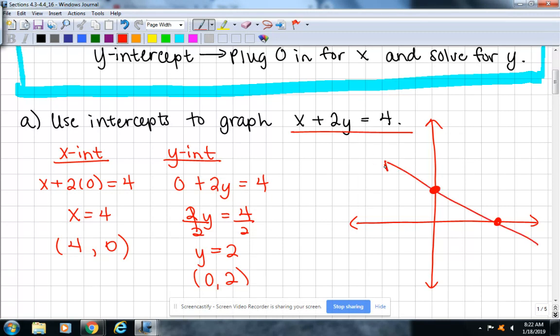And make sure you put arrows on your lines. Easy way to graph a line. 0 in for y to get your x-intercept, 0 in for x to get your y-intercept. Graph your 2 points. It better be on an axis. Connect them with a line. Okay? Let's do another one.